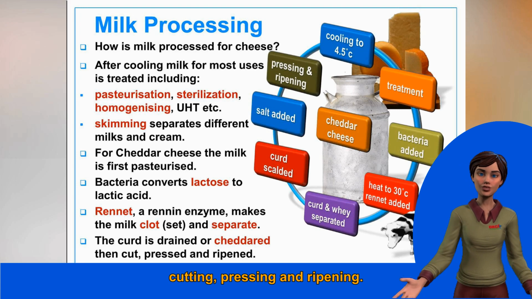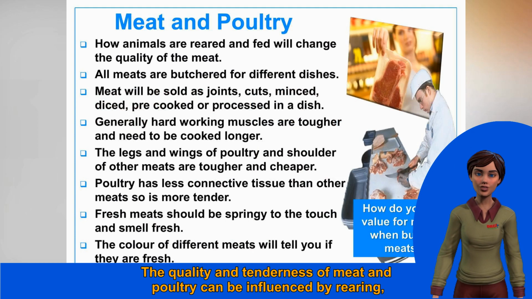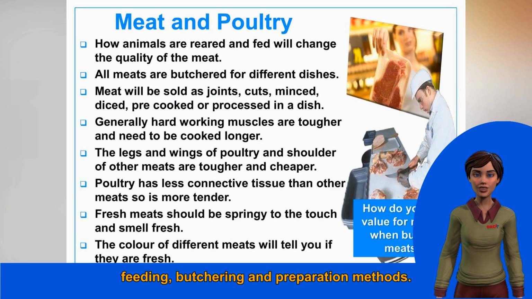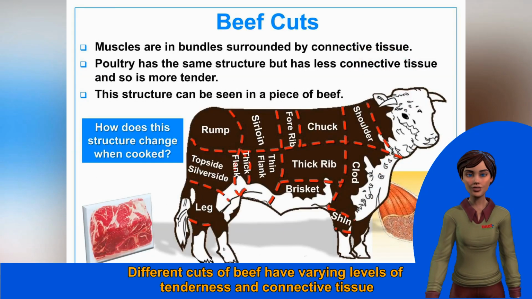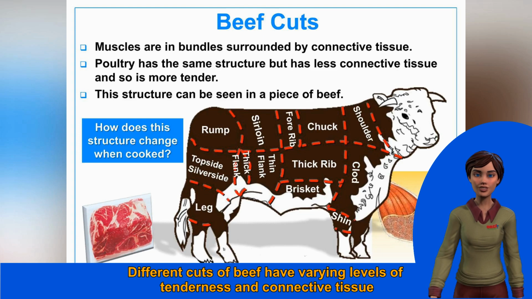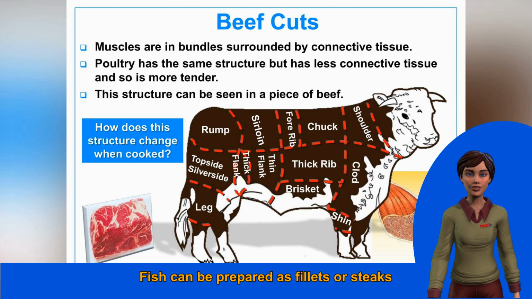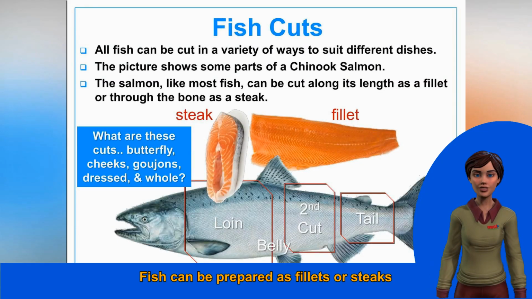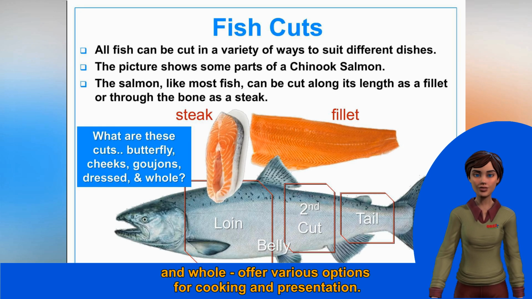pressing, and ripening. The quality and tenderness of meat and poultry can be influenced by rearing, feeding, butchering, and preparation methods. Different cuts of beef have varying levels of tenderness and connective tissue, which can be affected by cooking methods. Fish can be prepared as fillets or steaks, and different cuts, such as butterfly, cheeks, gudgeons, dressed, and whole, offer various options for cooking and presentation.